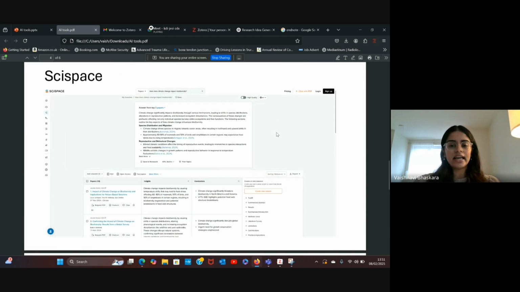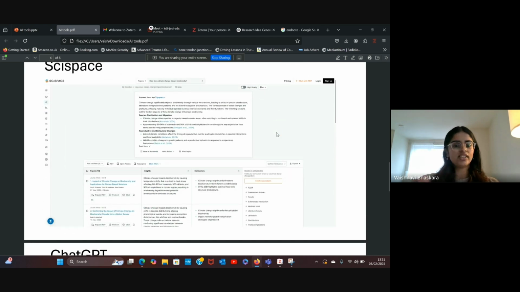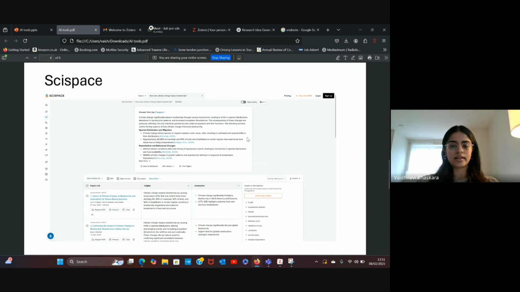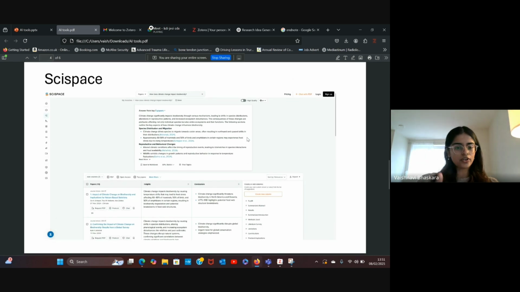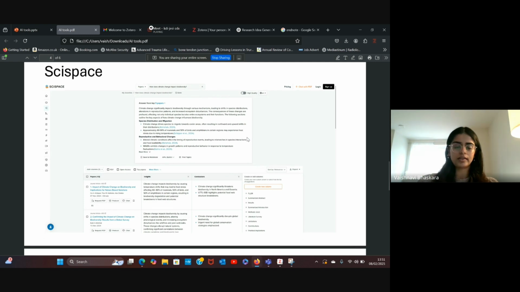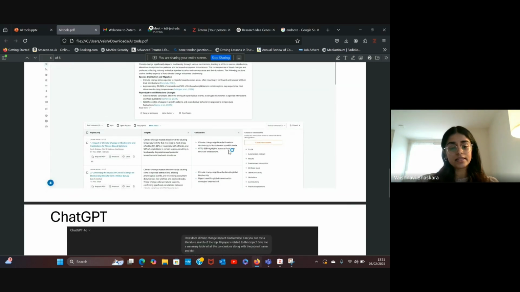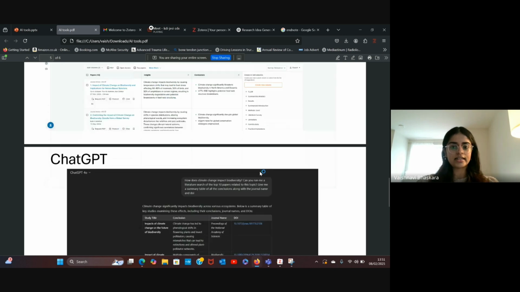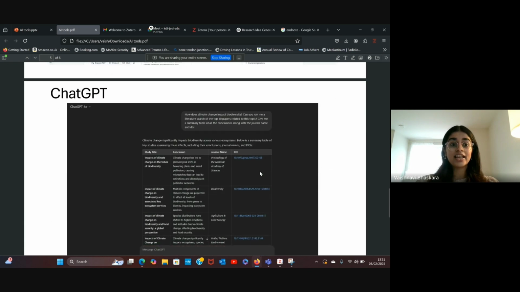SciSpace is very much like Elicit AI, but just something that I added as well, because I think you can see more papers with the free version than Elicit. So similarly, you can choose the filters you want and just have that data from the studies.